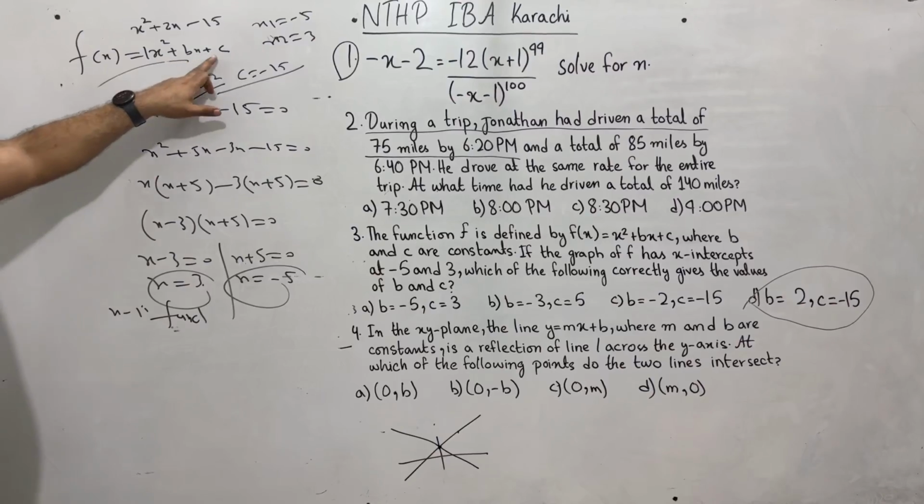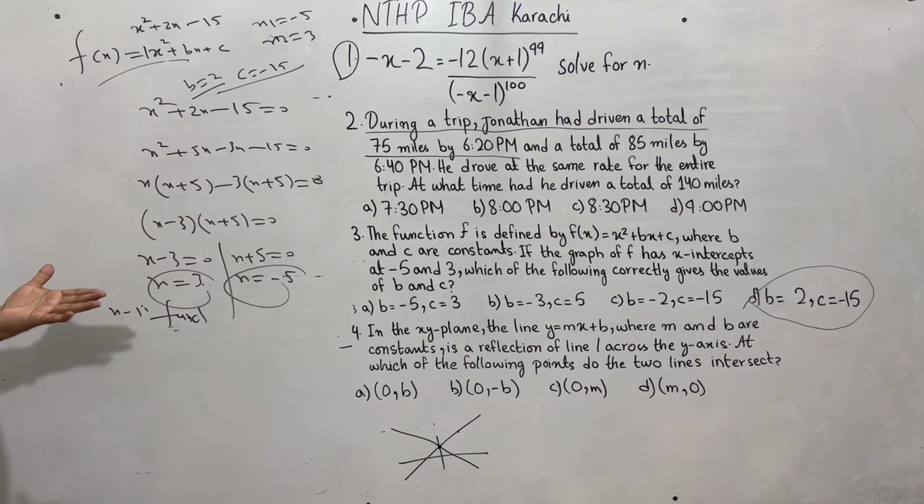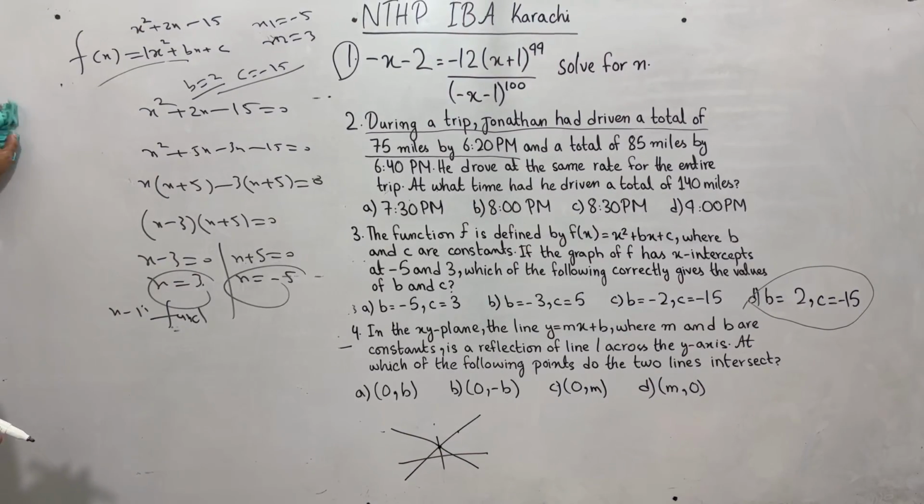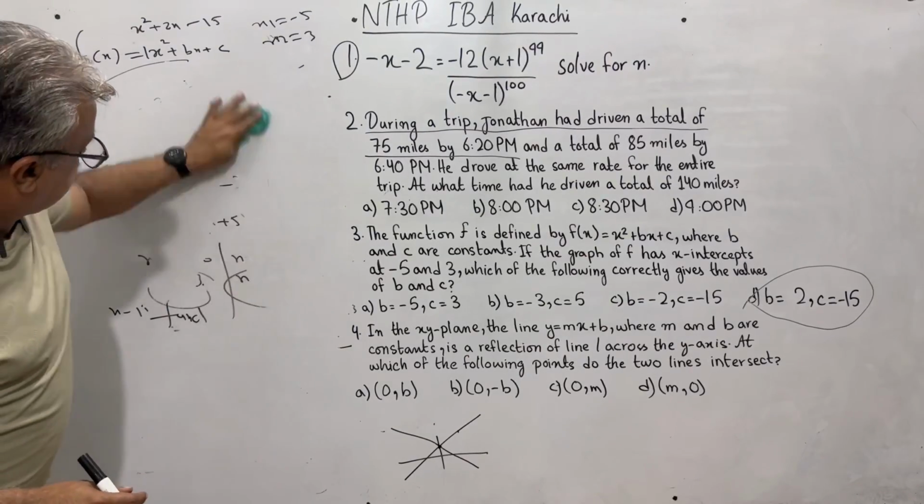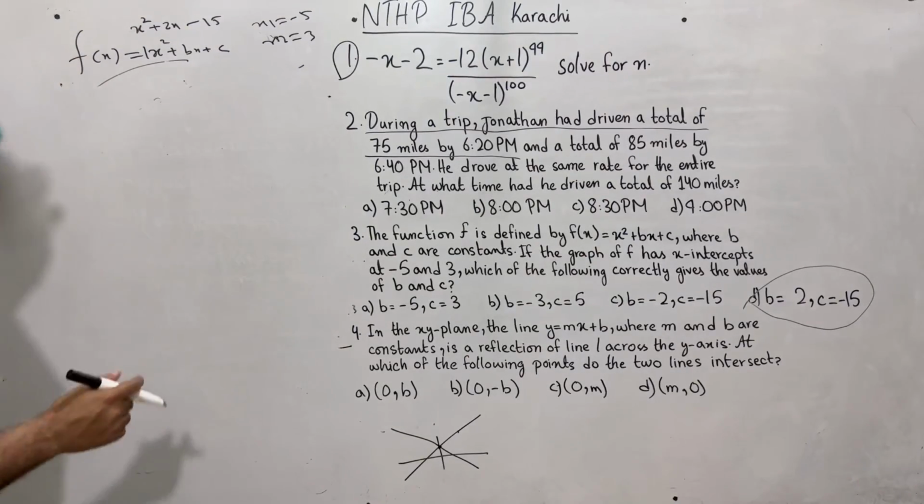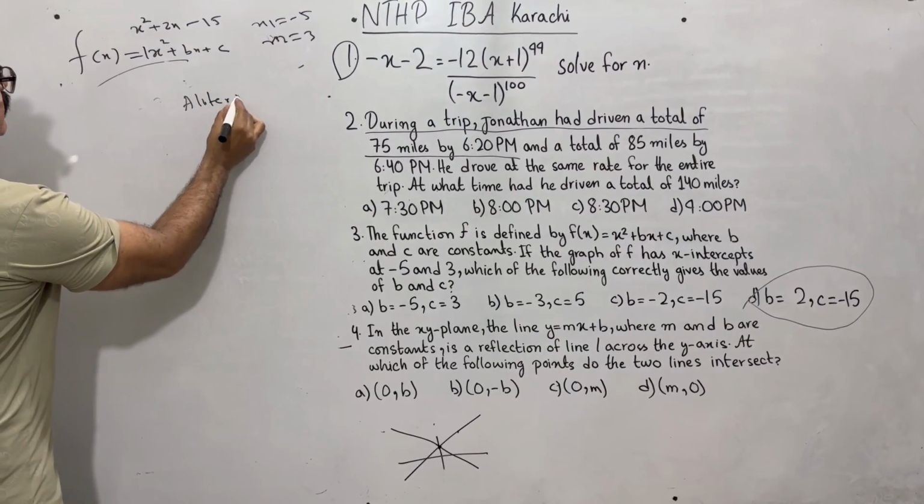x square plus bx plus c. We are interested in b and c. We have been given the x and y intercepts. Let me try another way of doing this question as well, or one can attempt it in that fashion.